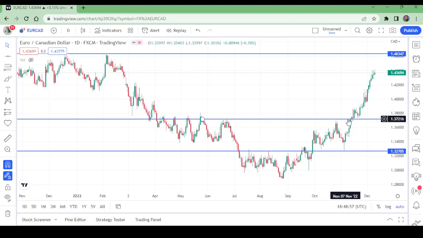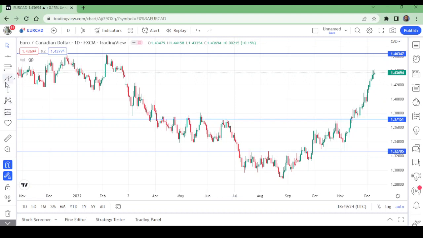So after breaking this, now these are not the resistances because the pair was already coming downward, but this is the level from where this pair came downward here and then consolidated here, and after consolidation went downward. So this was the first resistance.